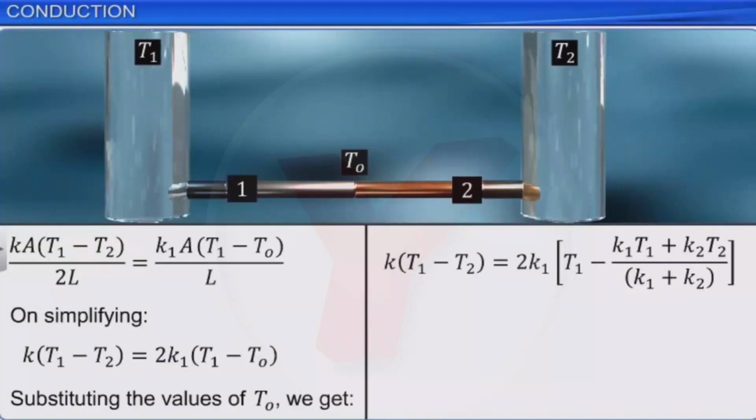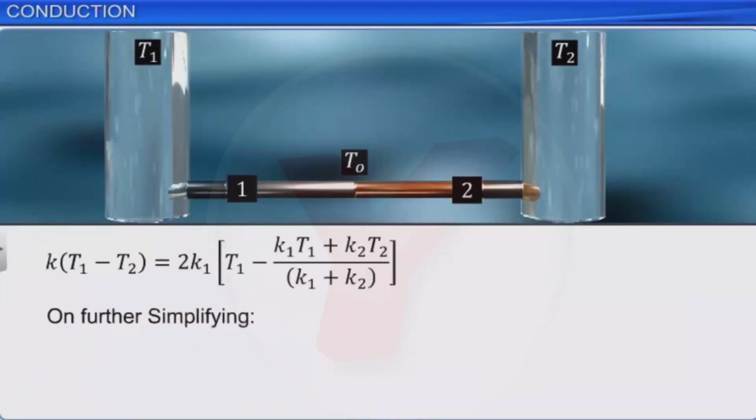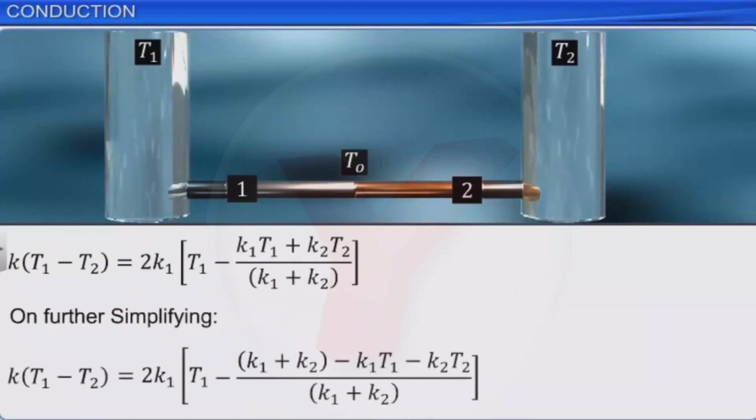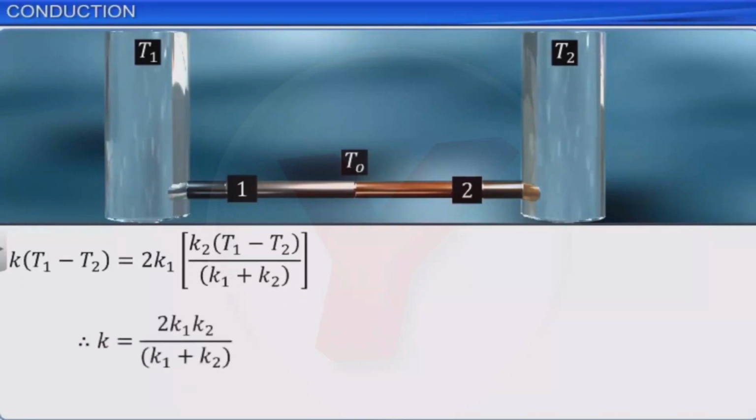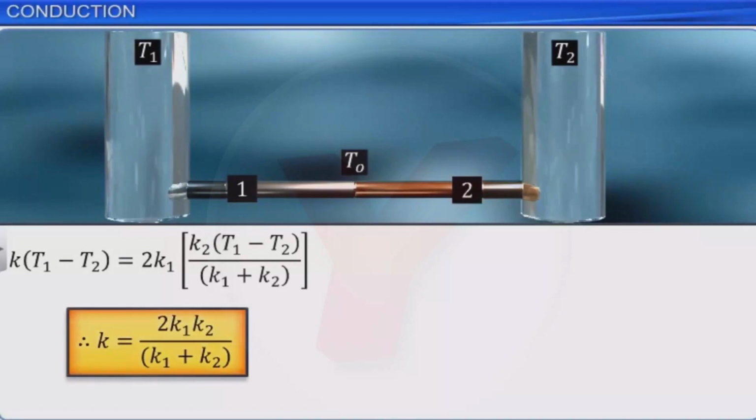On further simplifying, we get K(T1 − T2) is equal to 2K1K2(T1 − T2)/(K1 + K2). Therefore, K is equal to 2K1K2/(K1 + K2). This is the expression for equivalent conductivity when two conductors are connected in series.